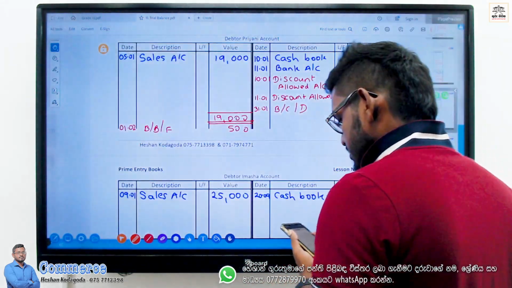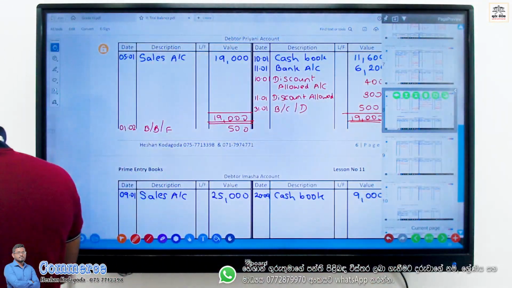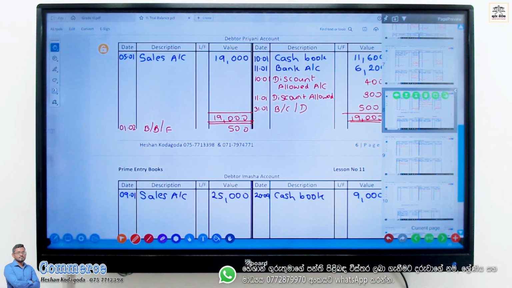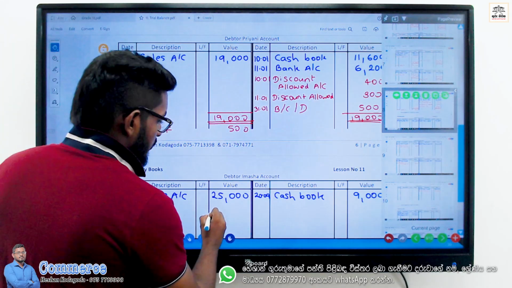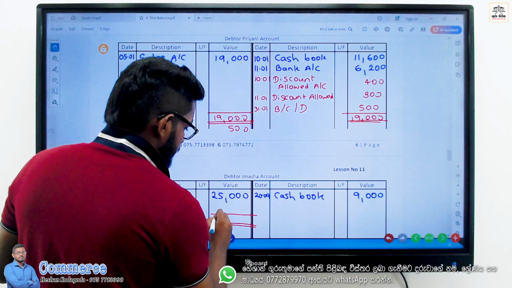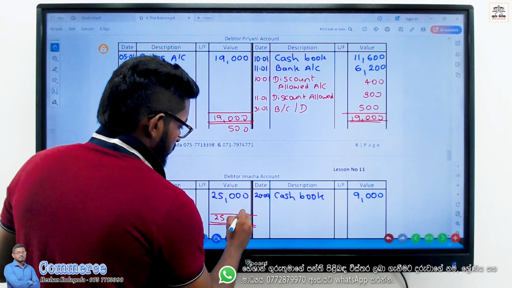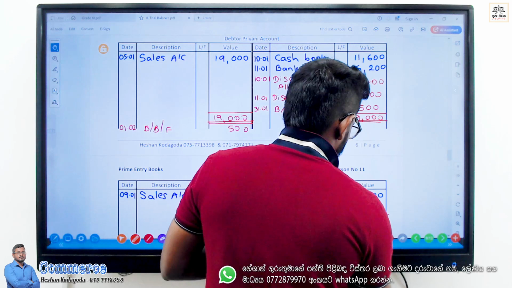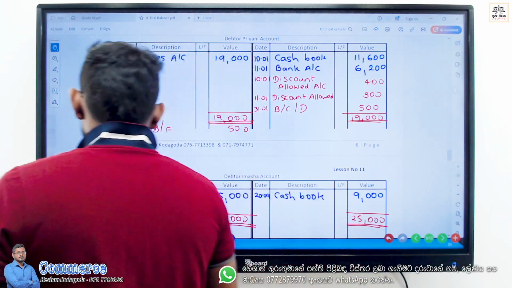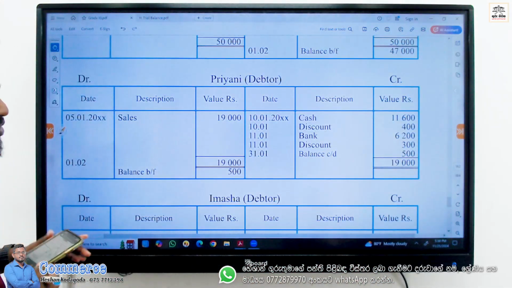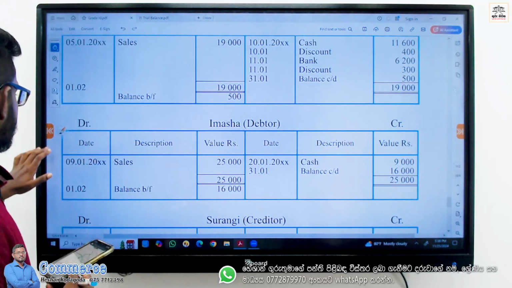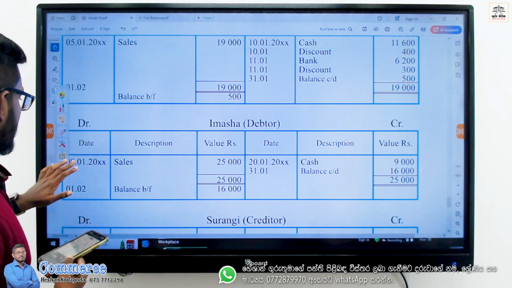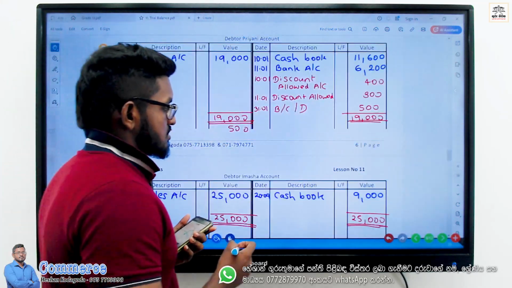Now debtor Imash account. 25,000 in here. In here also 25,000. Deduct 9,000 from 25,000, then it's 16,000, right? 16,000.